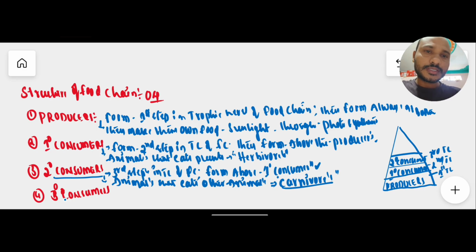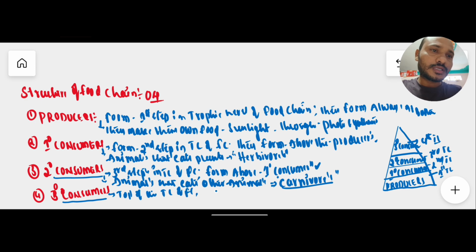Now coming to the last and most important structure of the food chain, that is tertiary consumers. Generally, tertiary consumers are at the top step in the trophic level of the food chain. So here we have the top or fourth trophic level. Here we have tertiary consumers, at the top of the trophic level of food chains, and they form above the secondary consumers.